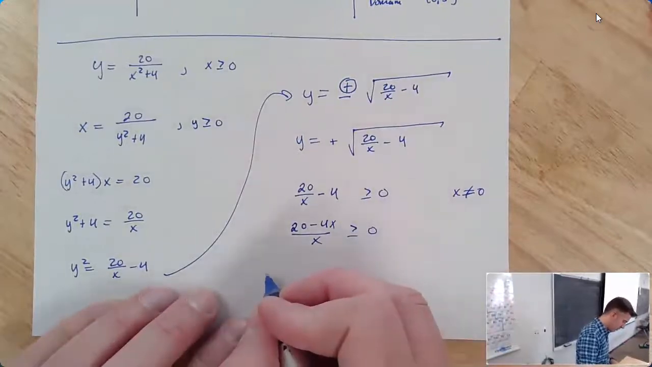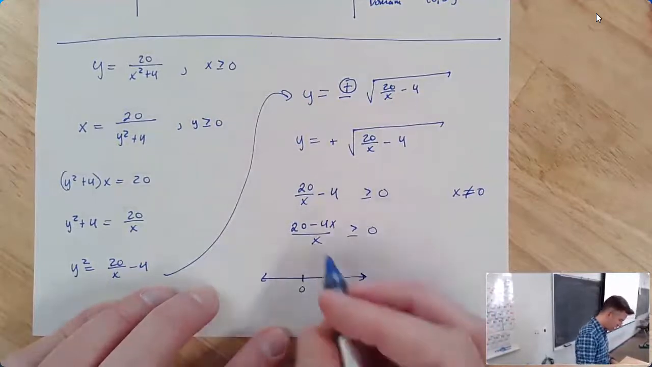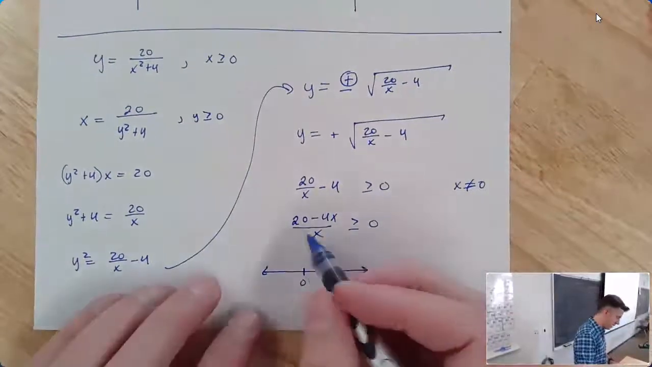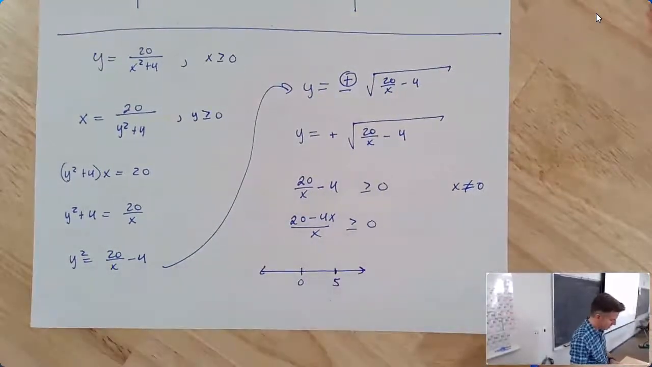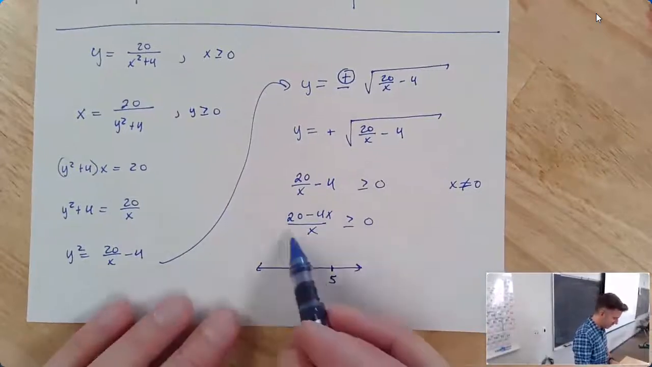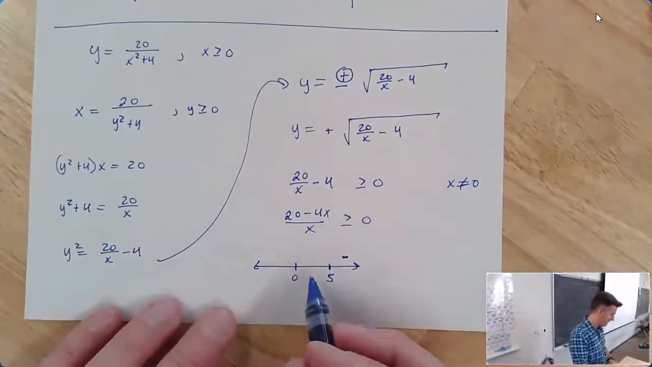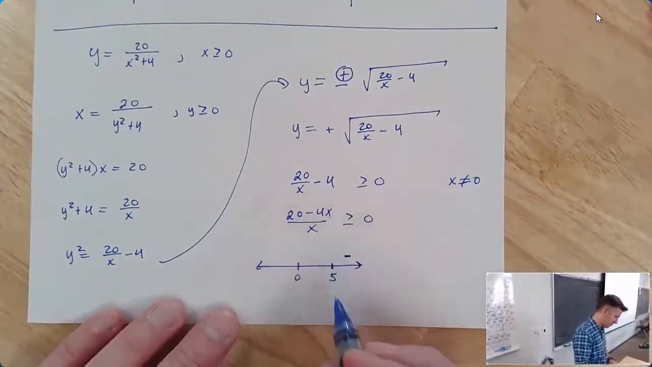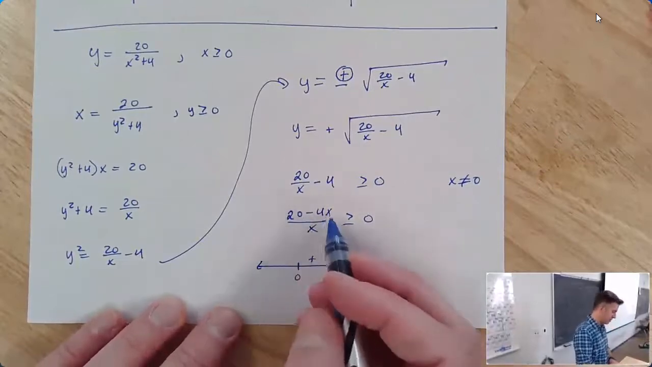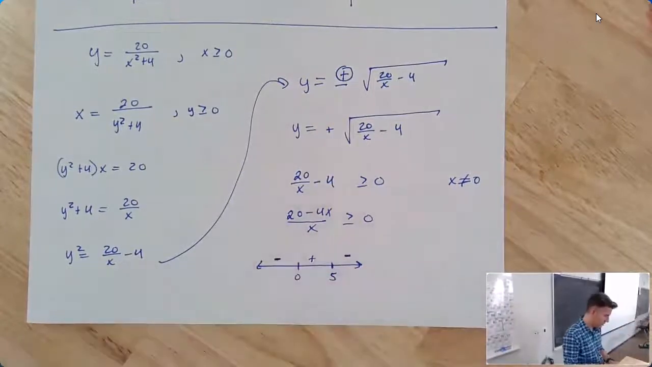And then we're going to use the number line and say, okay, 0 is looking important and 5 is looking important. I got 0 and 5 by setting the top equal to 0, setting the bottom equal to 0. If I pick a number larger than 5, like 6, the top is negative, the bottom is positive, the whole thing's negative. Pick something between 0 and 5, like 1, the top is positive, the bottom is positive, we're good to go. Pick something negative like -1, the top is still positive, the bottom is negative, so negative overall.